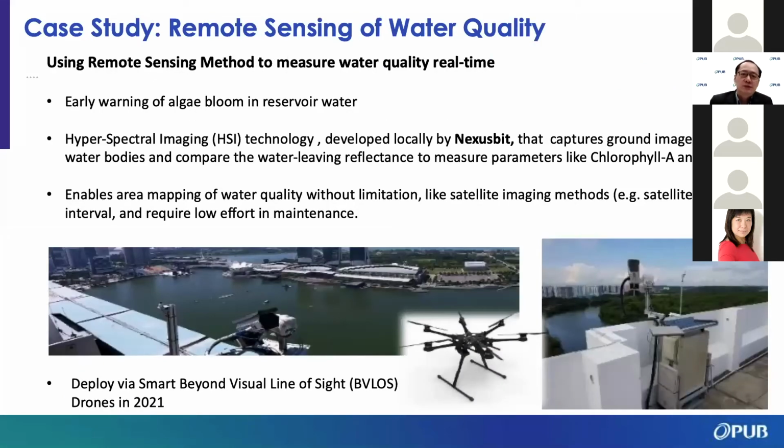The second example is the use of drones with a hyperspectral imaging camera carried beneath the drone to monitor algae blooms in our reservoirs. This will enable us to better monitor our water quality in terms of parameters like chlorophyll-a or turbidity, and it enables us to map the water quality without limitations such as satellite imaging, which is prone to cloud cover disruptions. Next.